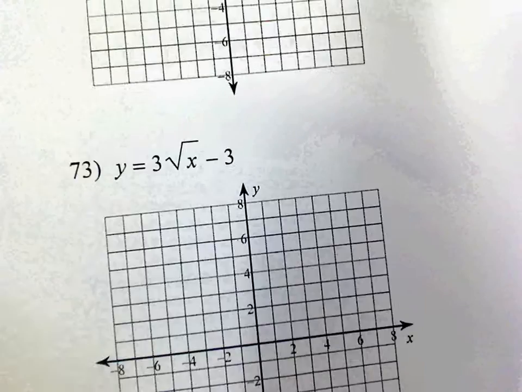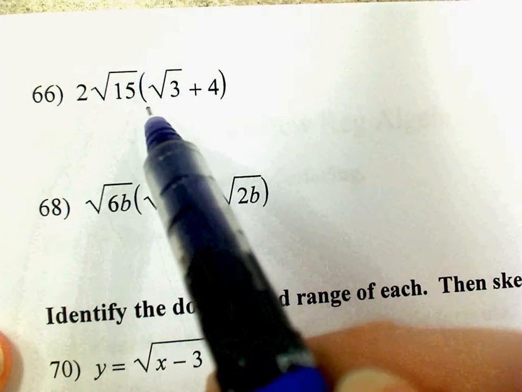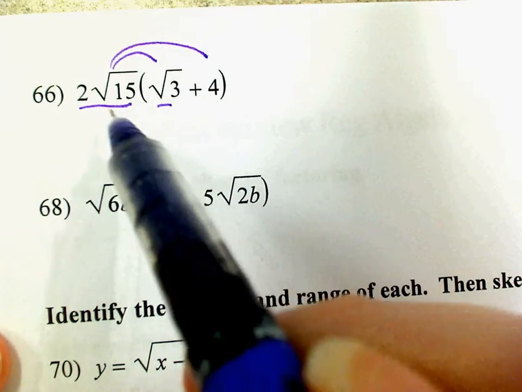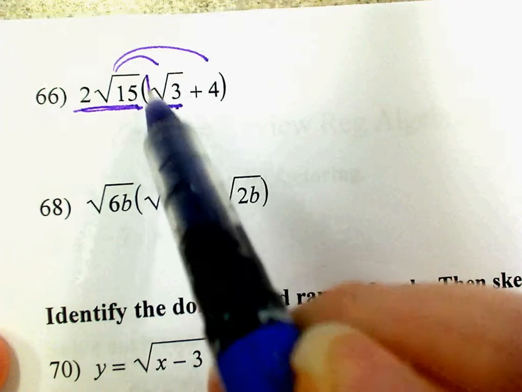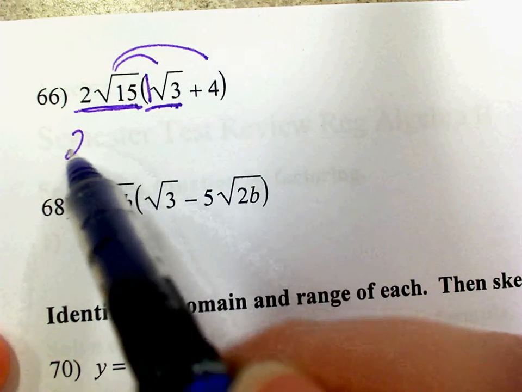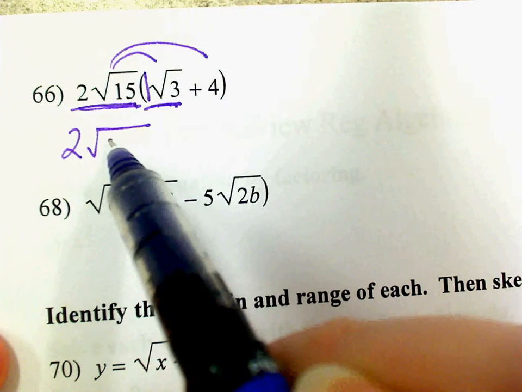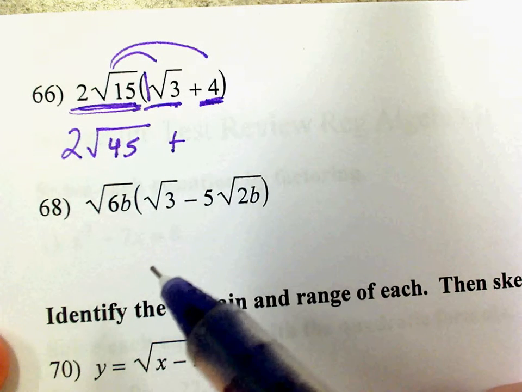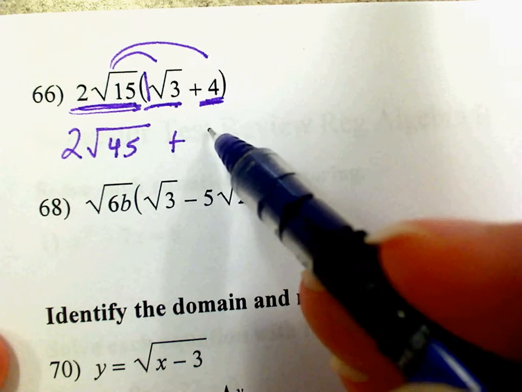Okay, so we're on 66, yeah? When I multiply these two, what can I multiply? The 2 with the what? Well, first we're going to distribute, yeah? So I've got 2 square roots of 15 times the square root of 3. Can I multiply 2 by anything? Or is it just a 1? So that's just a 2, and then I've got square root of 15 times 3, plus 2 square roots of 15 times 4. What can you multiply when you say 2 square roots of 15 times 4? 4 and 2 is 8, and then square roots of 15.